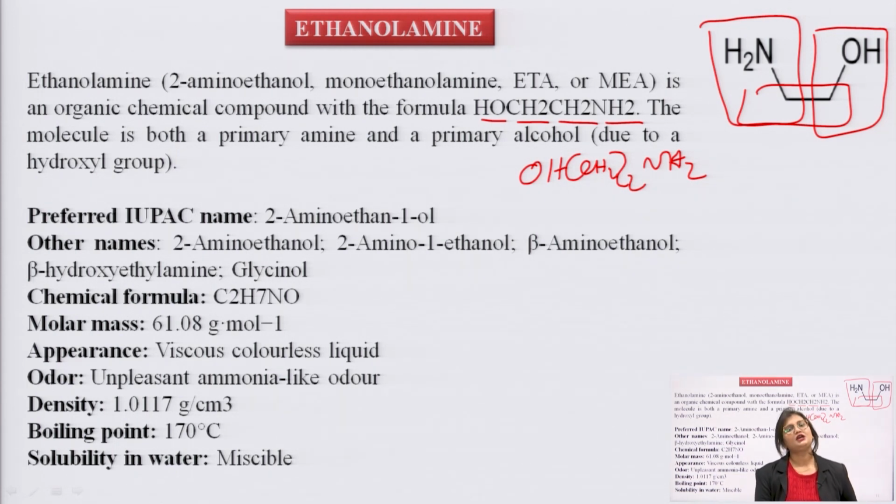The density of ethanolamine is 1.0117 gram per centimeter cube. The boiling point of ethanolamine is 170 degrees Celsius, and ethanolamines are miscible in water. If we talk about the solubility in water, ethanolamines are water miscible compounds.